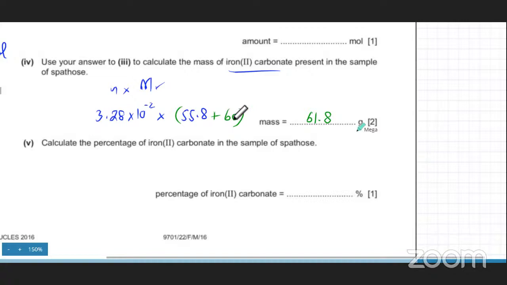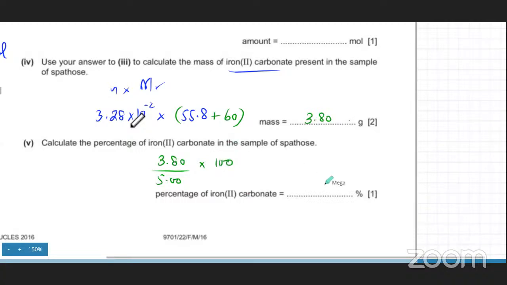Can somebody check? 3.80 grams. Okay, remember to use brackets properly in your calculator. I think you did not use brackets. So it's 3.80 grams. And now you have to find the percentage. So your original sample of spathos was 5 grams, and the mass that you're getting is 3.80 grams. That's the amount of iron carbonate in this sample. Into 100, what is the percentage that we get?